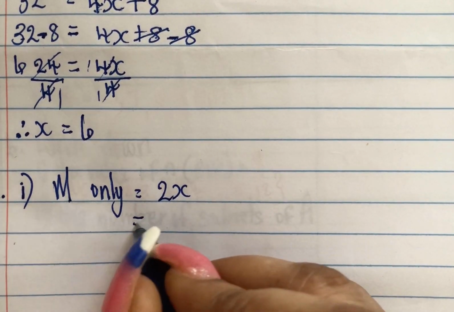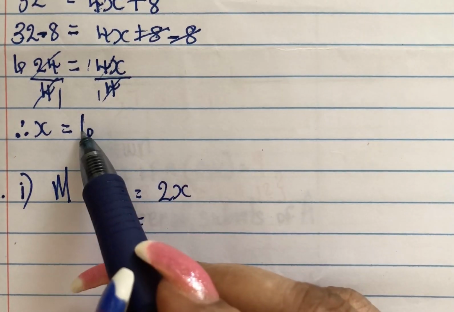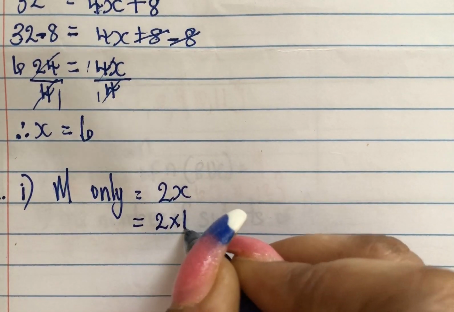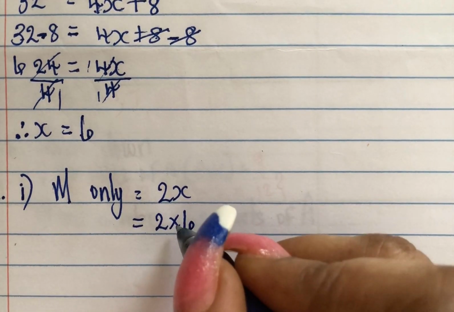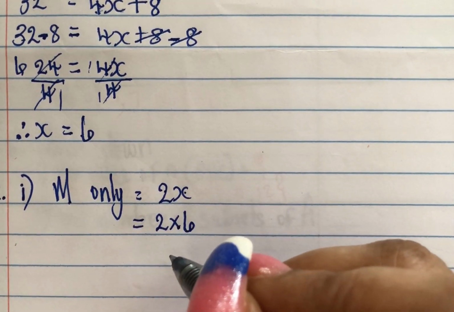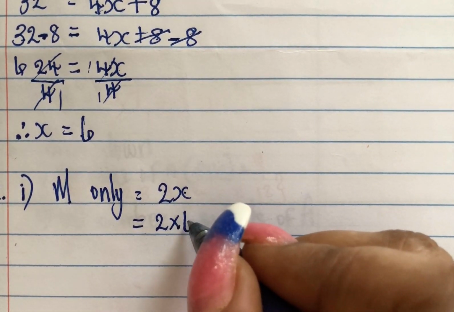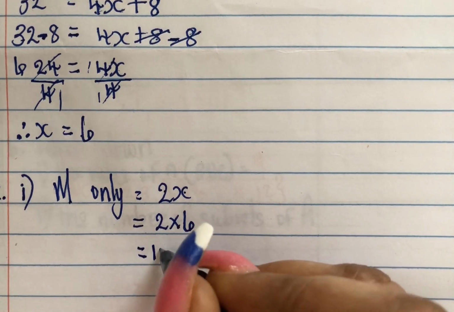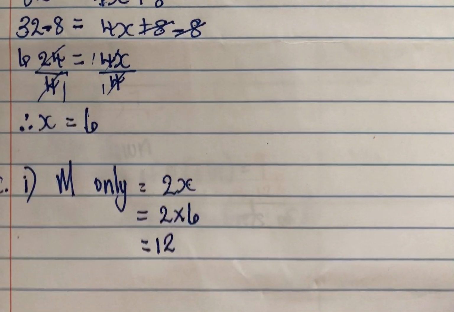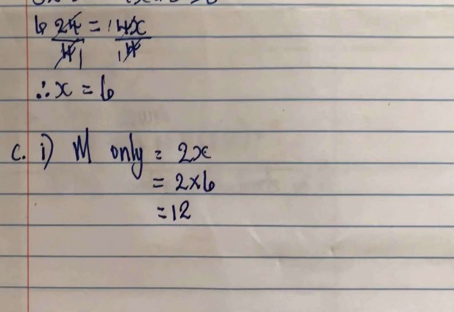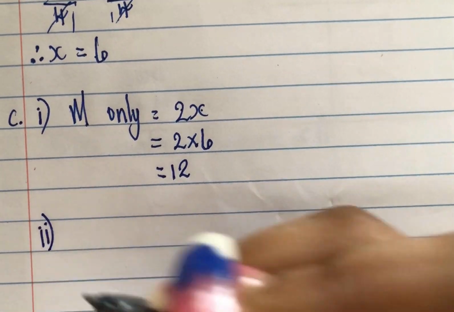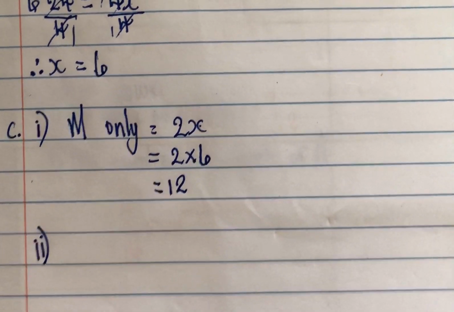So look carefully, I'm going to use that 2x. But what is x? Do you see we found x earlier? Good. So I'm going to use that value and I multiply because it is 2x, which is the same as 2 multiplied by x. So math only would be 12 students. There is one more part.